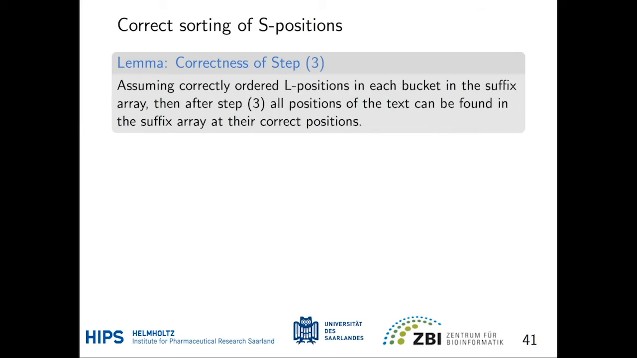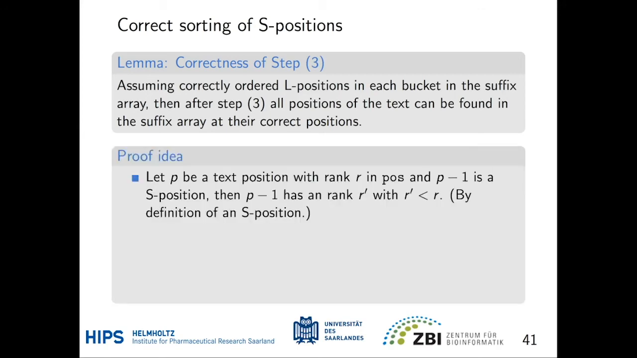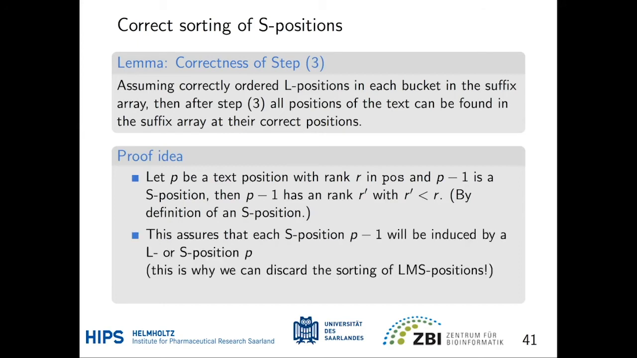Analogously, we can prove the correct sorting of S positions. Assuming correctly ordered L positions in each bucket of the suffix array, after step 3, all positions in the text will be found in their correct places. The idea of the proof is very similar. Now let P be a text position at rank R in the suffix array, and P minus 1 be an S position. Then the rank of P minus 1 will be smaller than R by definition of an S position.